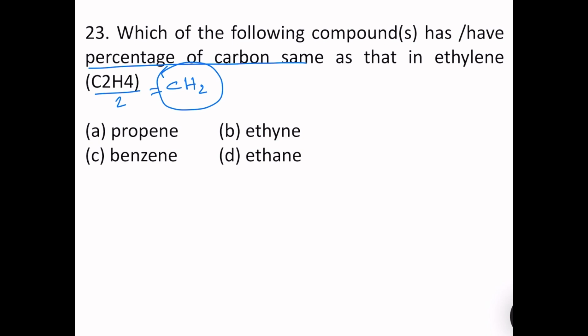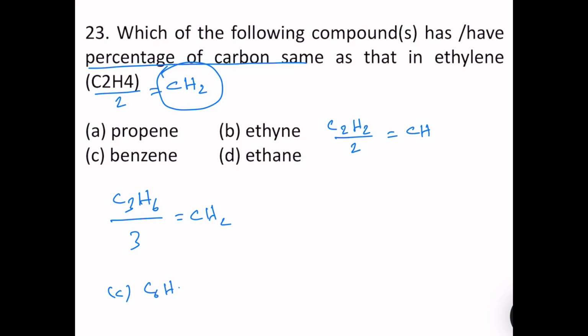In the case of propene, it is C3H6. So, common factor is 3. If you do that, you are getting CH2. In the case of ethyne, it is C2H2, common factor is 2, so you will get CH. In the case of benzene, C6H6, common factor is 6, there also you will get CH.